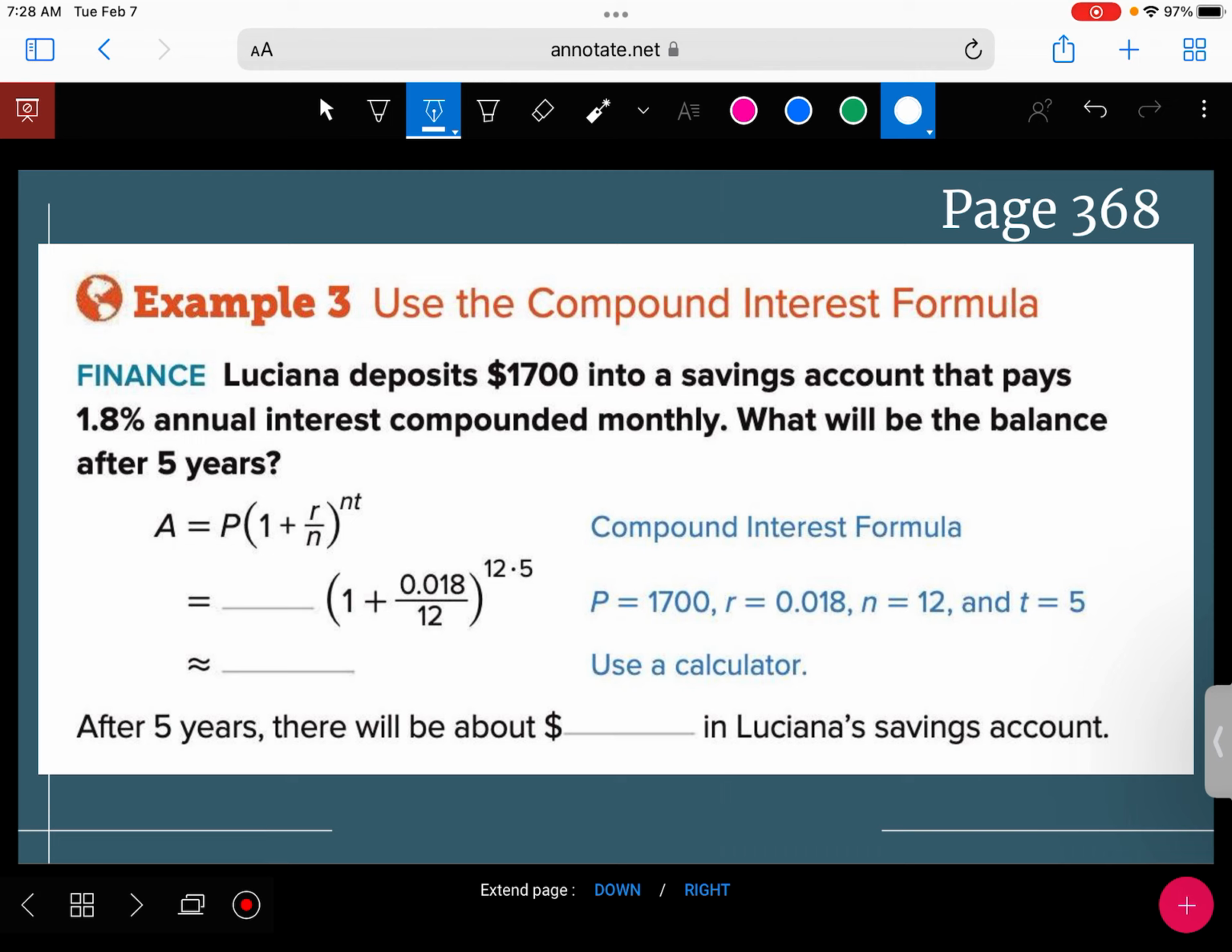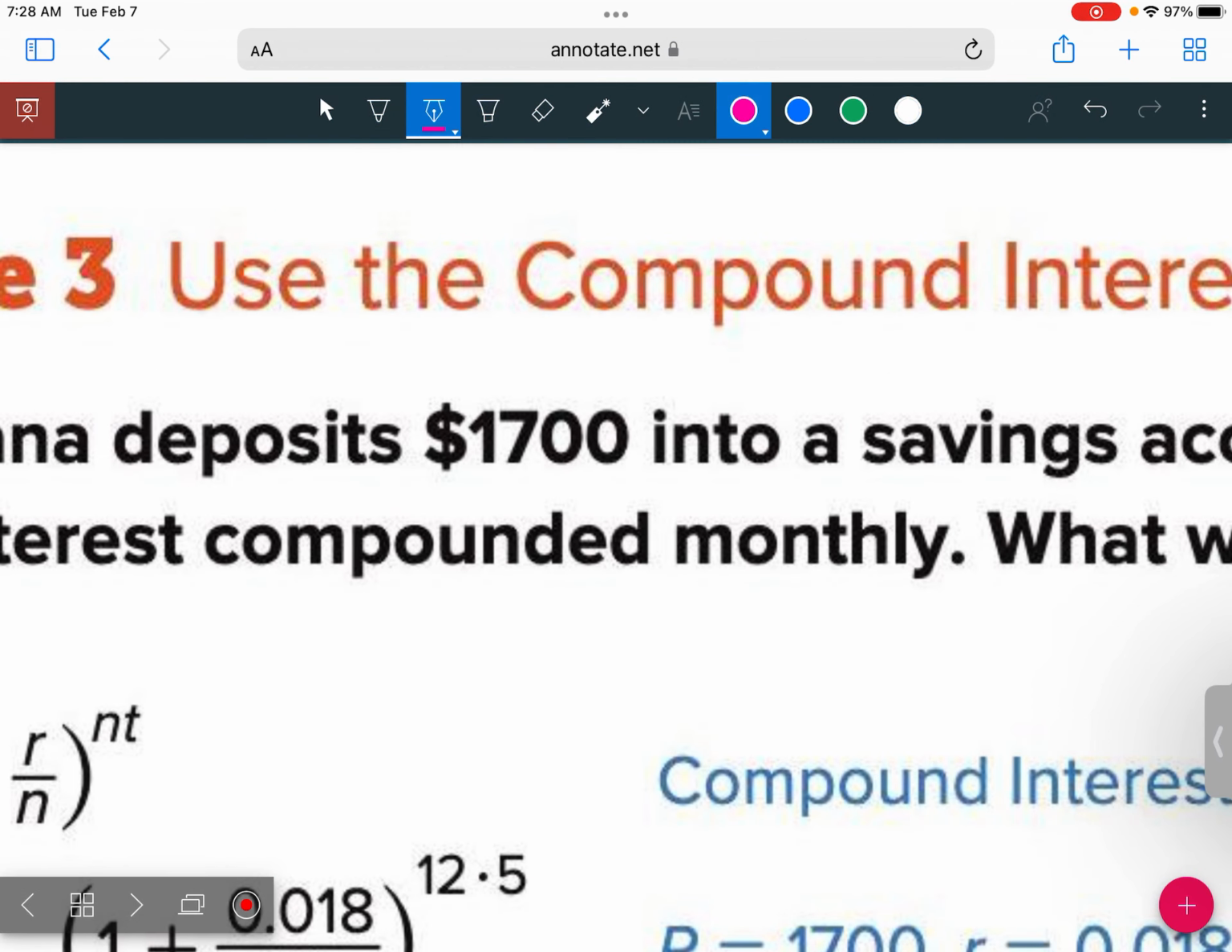So Luciana deposits $1,700 into a savings account that pays 1.8% annual interest compounded monthly. What will be the balance after 5 years? What is 1,700 mean? What piece of the equation is that? And your equation's given right here. There we go. P. Yep. $1,700 is P.